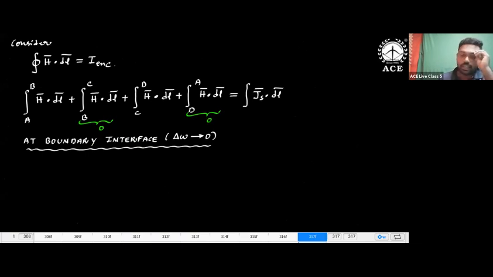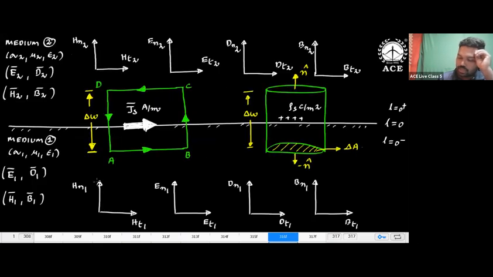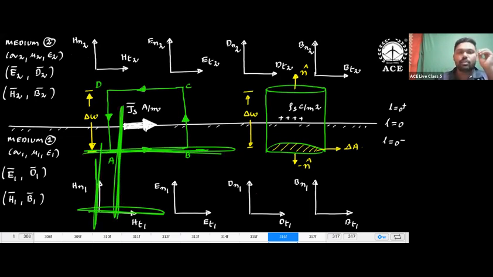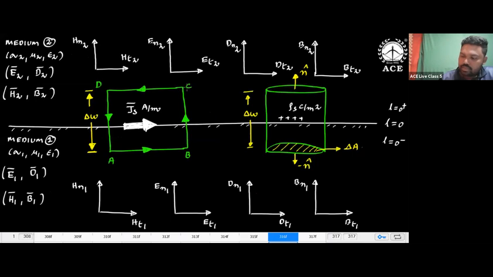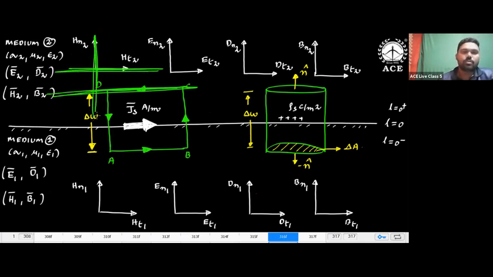Then what happens to the integral A to B? The integral A to B will have only this dot product. Why? Because this is normal, that dot product will be 0. Because the line is like this, HN1 is like this, so they are 90 degrees to each other. So only the tangential component contributes: integral A to B HT1·dl. Similarly, C to D is like this. HT2 is like this. This is normal, and the normal component is perpendicular, making 90 degrees, so the dot product contribution will be 0.